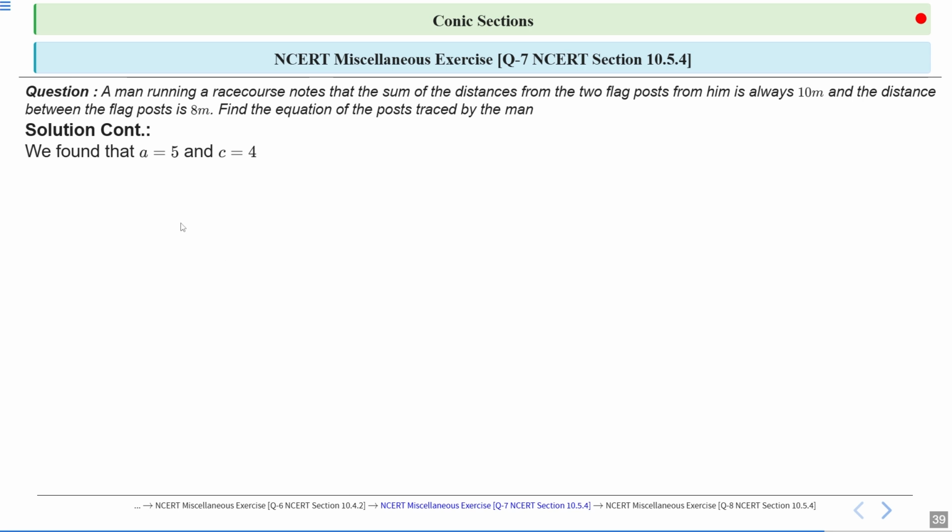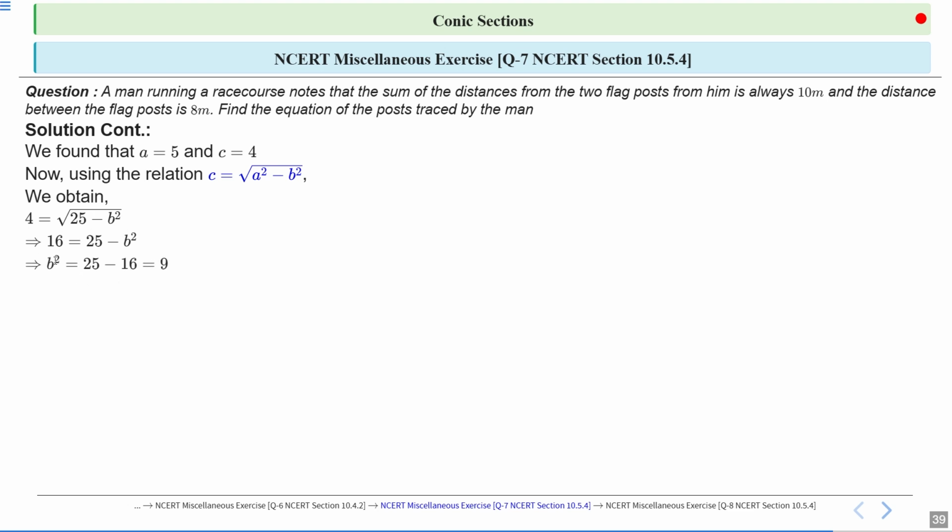So we found that a is equal to 5 and c is equal to 4. And we know the relation c is equal to square root of a square minus b square. So we obtain 4 is equal to square root of 25 minus b square. It implies 16 is equal to 25 minus b square. And from here you will get b square is 25 minus 16, which is equal to 9. So it implies b is equal to 3.